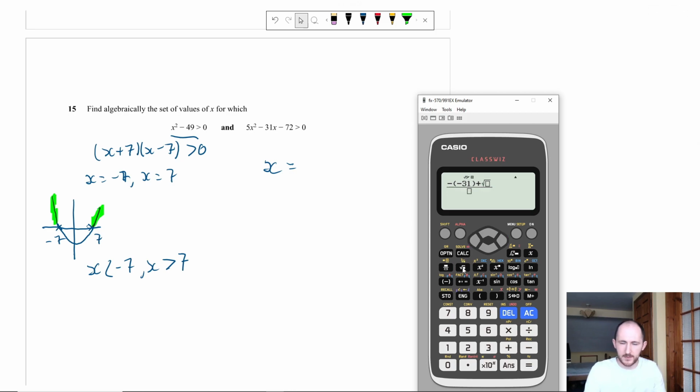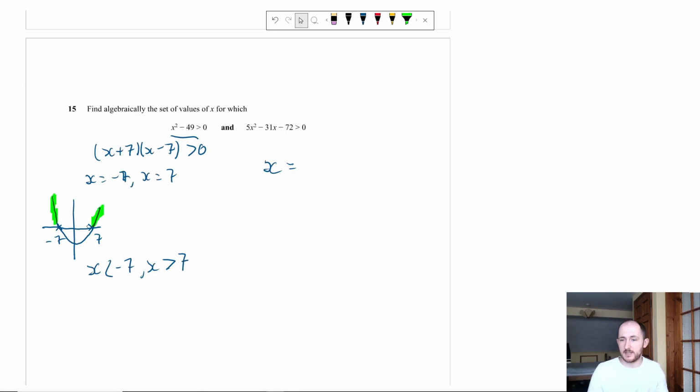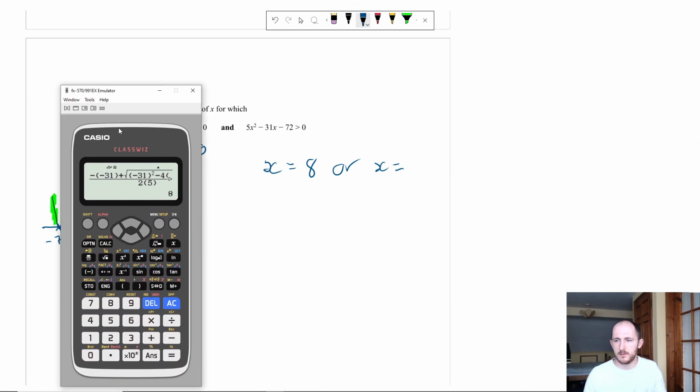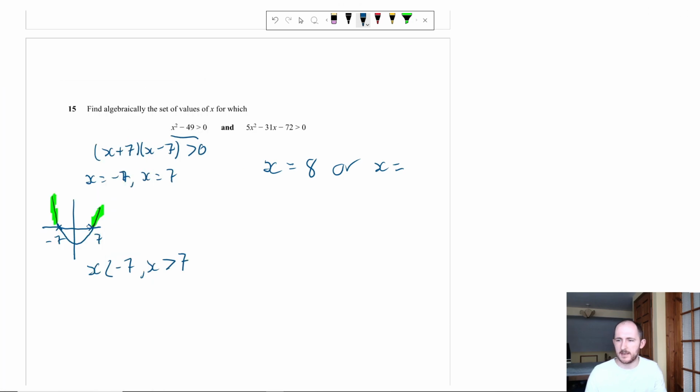Plus minus, so I'm going to do the plus first. B squared, so that's minus 31 squared. I pressed 21 again, my goodness. It's a good thing I'm checking every time I do something. Minus 4, A is 5, C is minus 72, over 2 times A, which is 5. So that gives me one value is 8, so this was actually factorizable. Or x is equal to minus 9 over 5. Let's call it minus 1.8 to make it a bit easier.